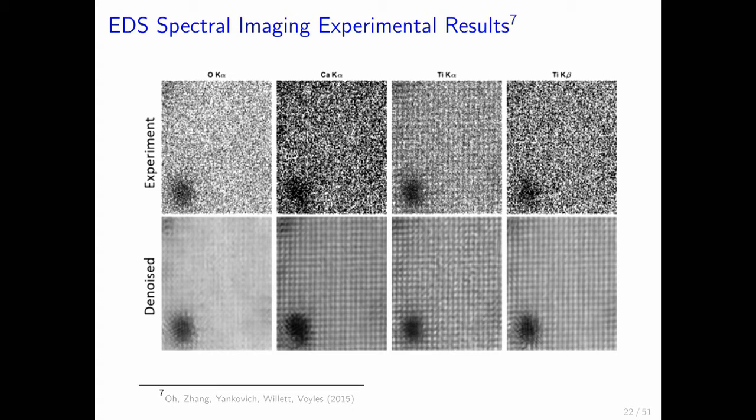Is the rank of the low-rank solution that you're solving for, does that roughly correspond to how many patches, or unique patches, you're allowing in the reconstruction?